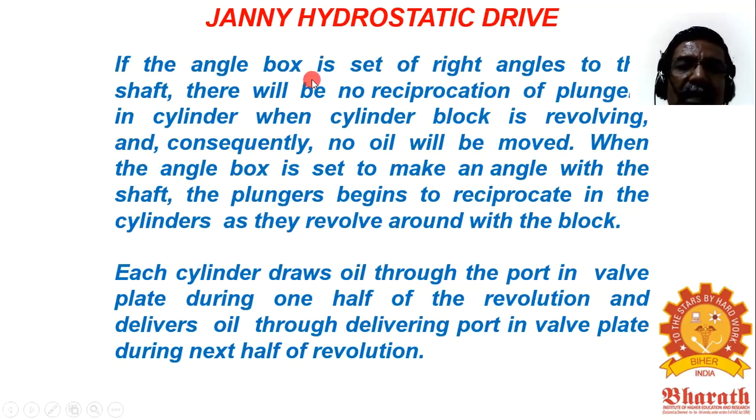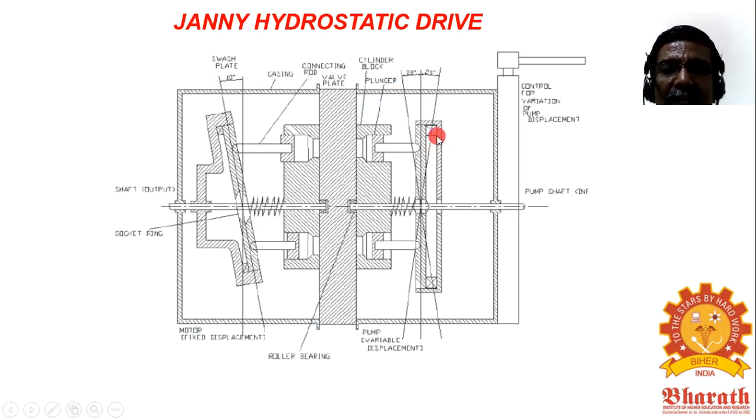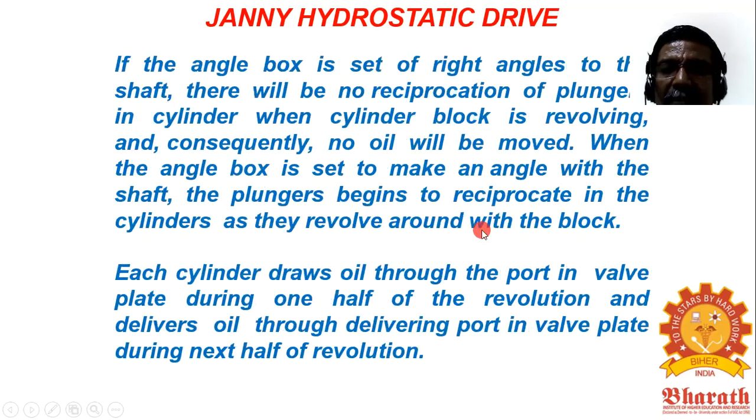If the angle box is set at right angles to the shaft, there will be no reciprocation of the plunger. That is, if the plate is vertical, then there is no reciprocating motion of the plunger. So there will be no reciprocating plunger in the cylinder when the cylinder block is revolving. Consequently, no oil is moved.